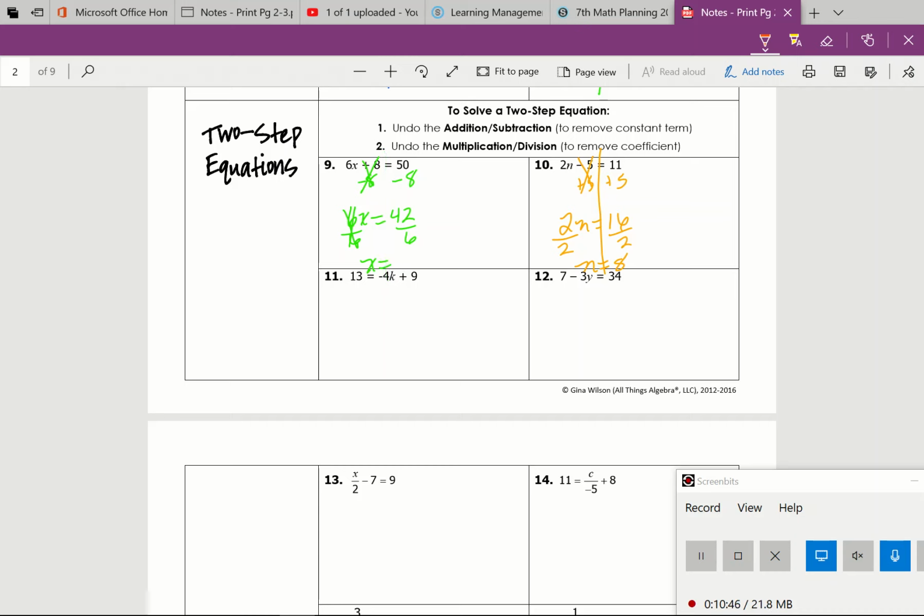Number 11. Even though it's flipped, it doesn't matter. You're still going to minus 9. And I know I'm going fast. You can always pause. You might try number 12 on your own just to see. Kind of give yourself a little mini test.